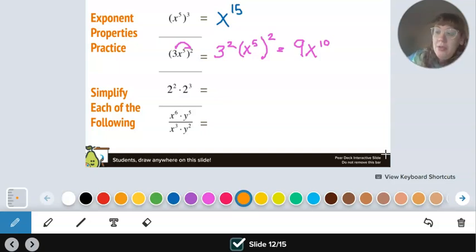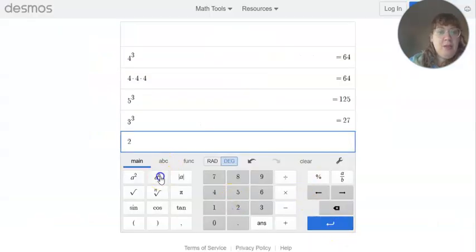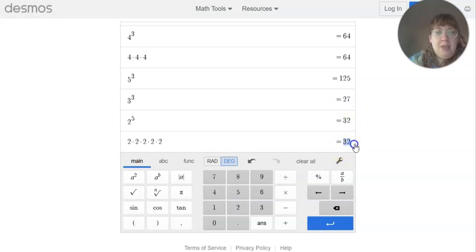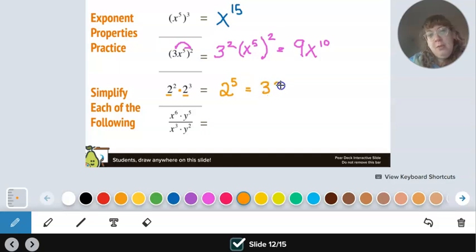2 squared times 2 cubed, they both have a base of 2, and they're being multiplied. So we're going to add those exponents, and that's going to become 2 to the 5th. And we could simplify that, 2 to the 5th power, which again, remember, means we have 5 times. So we get 32. 2 times 2 times 2 times 2 times 2. So this just equals 32.